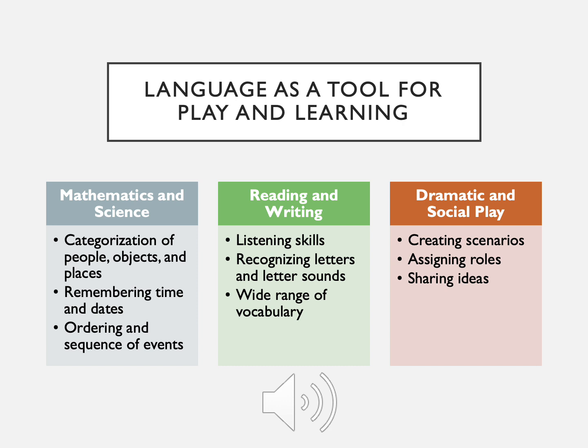So for dramatic and social play, we're considering different aspects of creating scenarios, sharing our ideas. We also do want to consider aspects of mathematics and science with cognition, so categorization of people and objects and places, remembering different aspects of time and dates, and we'll also focus today on ordering and sequencing of events. We also, of course, are always going to need aspects of reading and writing, so listening skills, recognition of letters, sounds, and having a wide range of vocabulary.